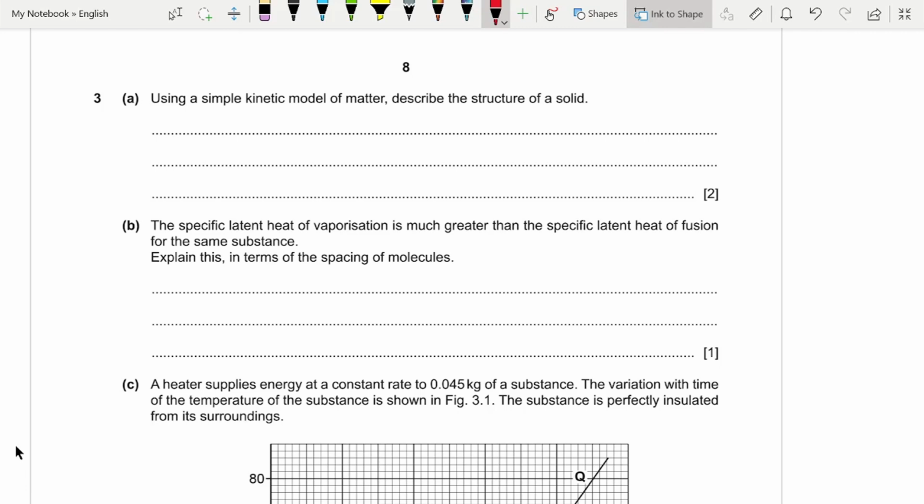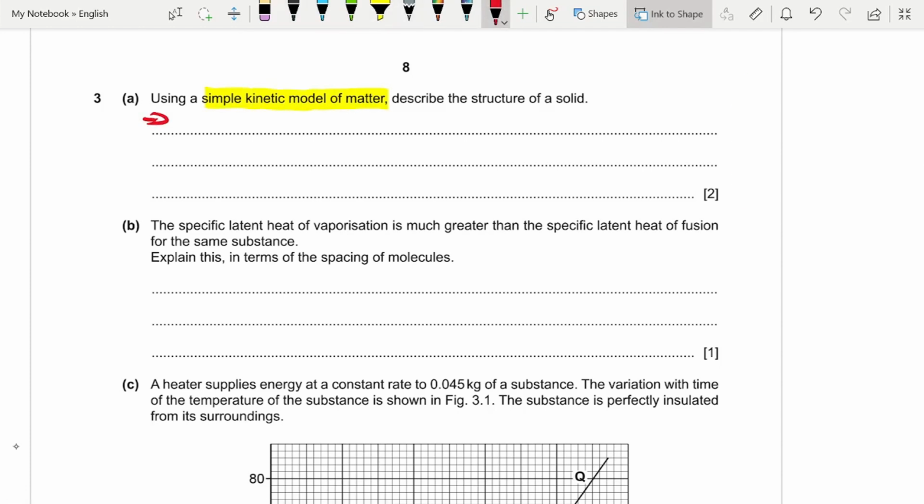And you've just been asked, describe the structure. But in life, we never really take time to get into the finer details. So, that's why we're here. So what are we going to do, right? Remember, it says using a simple kinetic model of matter. So let's describe the structure.